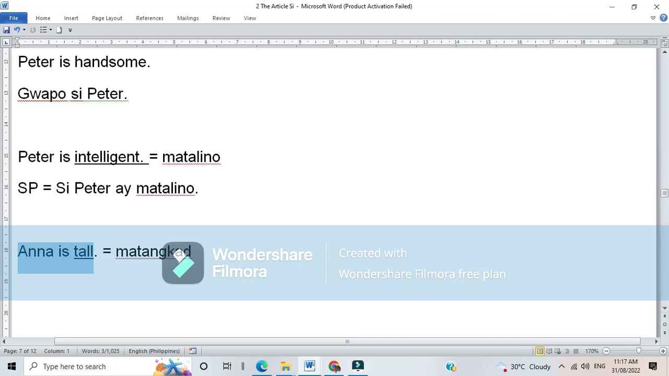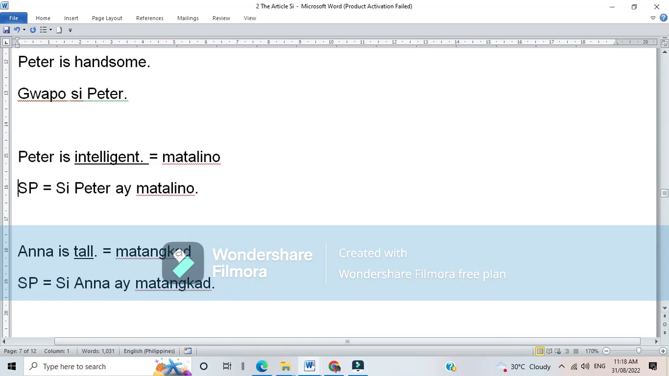Ana is tall. Tall in Tagalog is matangkad. Let us use the subject predicate sentence. Our subject is Ana, and the marker for Ana is si because Ana is a proper noun. Ana, and then right after the subject use ay, and then the predicate matangkad. Okay, si Ana ay matangkad. This sentence is in the subject predicate word order.